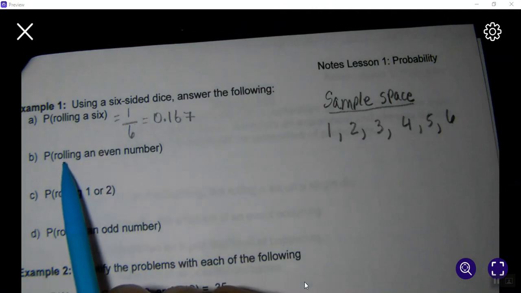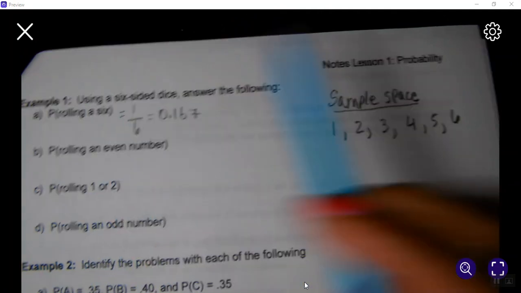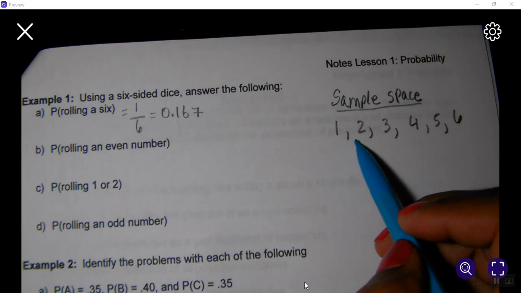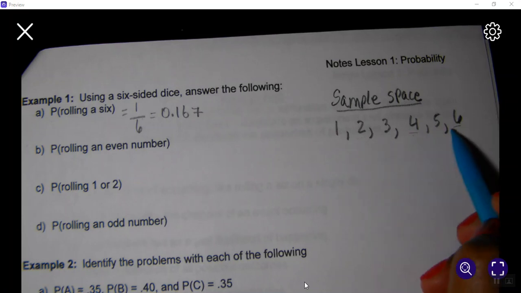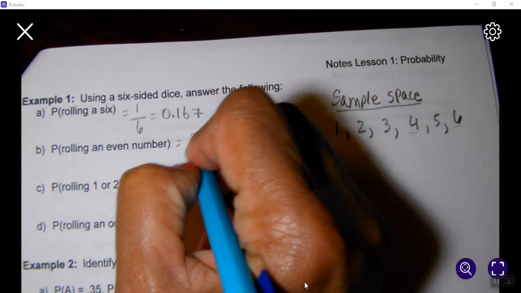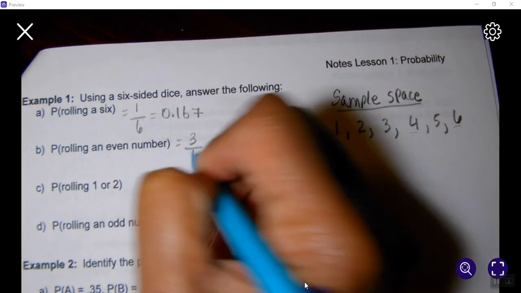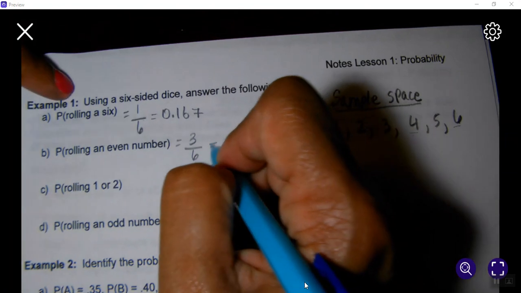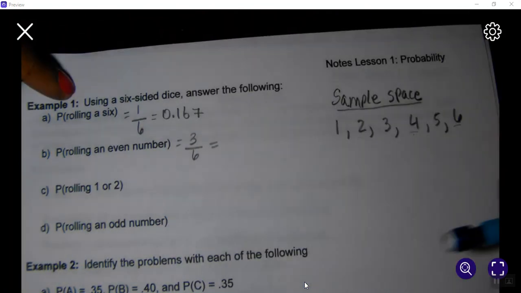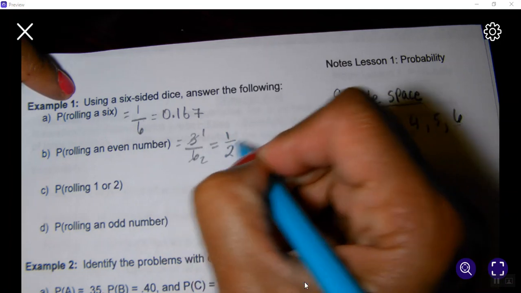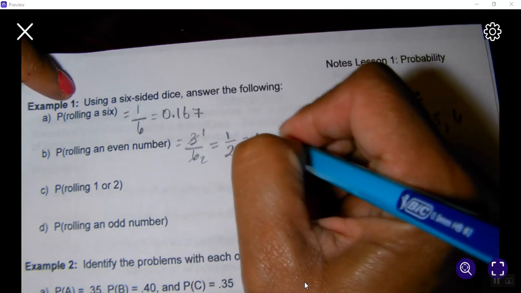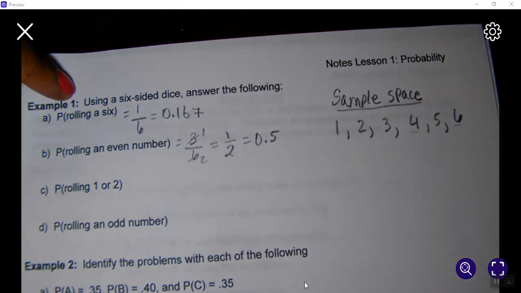What is the probability of rolling an even number? So in our sample space, we have an even number: 2, 4, and 6. So there are 3 chances here. So that is 3 out of the total, which is 6. And we can reduce that. So we can say that this is the same as 1 out of 2. Or we know that this is 50%. So 0.5.